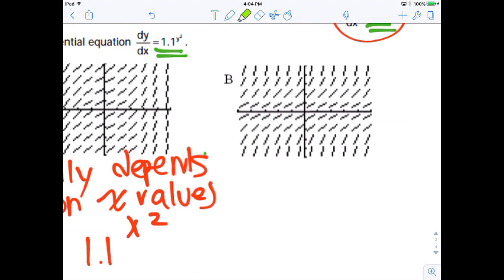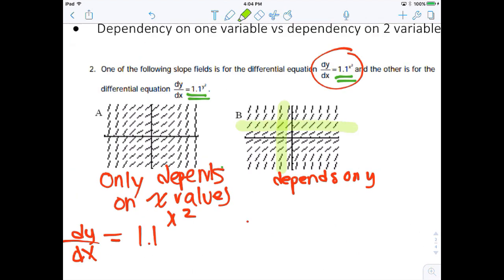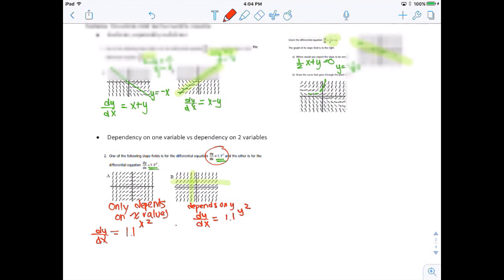Same thing goes on this one to the right. If I look at any particular row, notice that the x values are the same in that row, but the slopes are all different. So I can say that this one depends on y, because as my y values change, the height changes, but as my x values change, it doesn't, or the slope changes, sorry. And so this would be dy dx equals 1.1 y squared. So looking at whether it depends on one variable, two variables, or both is really important.